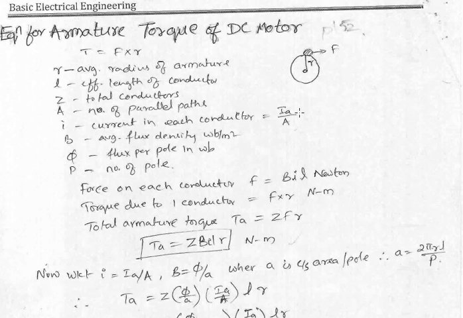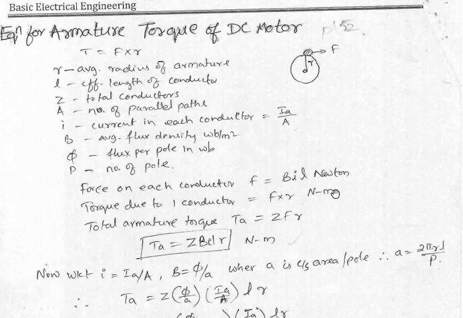If it is a lap winding, how many paths would there be? P, that is the number of poles. Armature current would be divided by the number of parallel paths, that is P. That is, lowercase i is the current in each conductor. B is the average flux density, represented in Weber per meter square, and phi is the flux per pole in Weber. P is the number of poles.